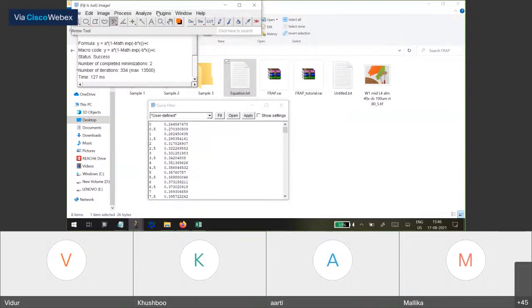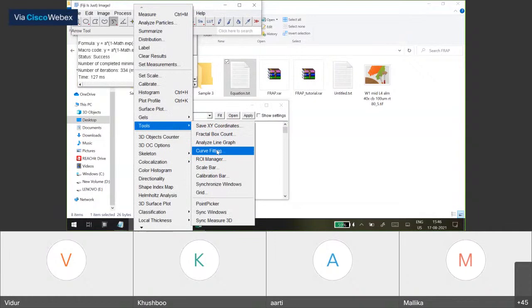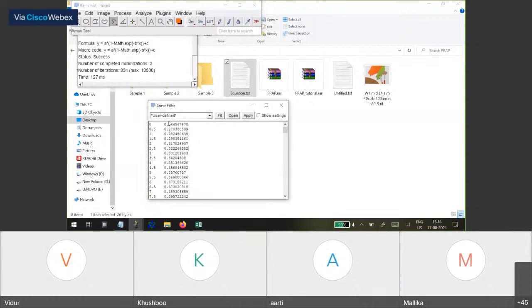Okay, so to get the curve fitting window, I guess you all are on the same page: Analyze, Tools and curve fitting. Once you have the curve fitting window, it will originally have an option called straight line. However, we are not interested in the straight line option. What we're interested in is the recovery, the fractional recovery function. So for that, what we have to do is put in a user defined formula.